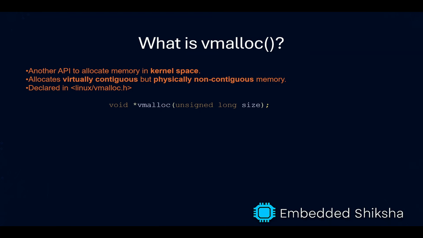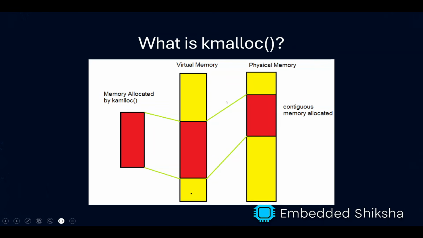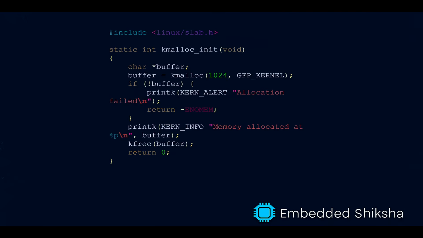If you remember when we discussed allocating memory using Kmalloc, Kmalloc gives you the assurance that the memory allocated will be physically contiguous as well as virtually contiguous, right? But in case of Vmalloc, whenever you are allocating memory, there is no guarantee that the memory will be physically contiguous, but virtually contiguous it will be.